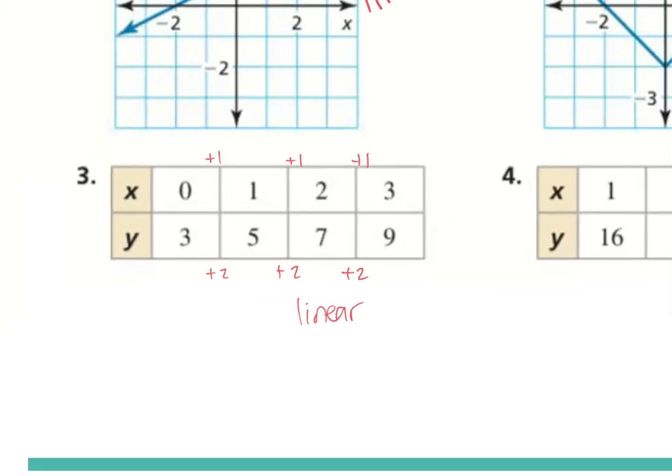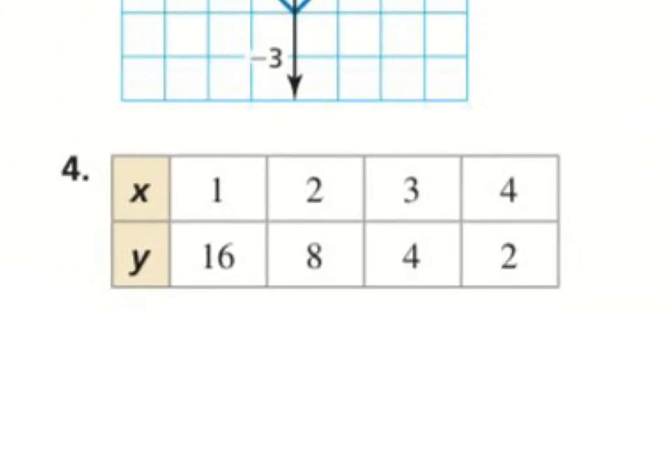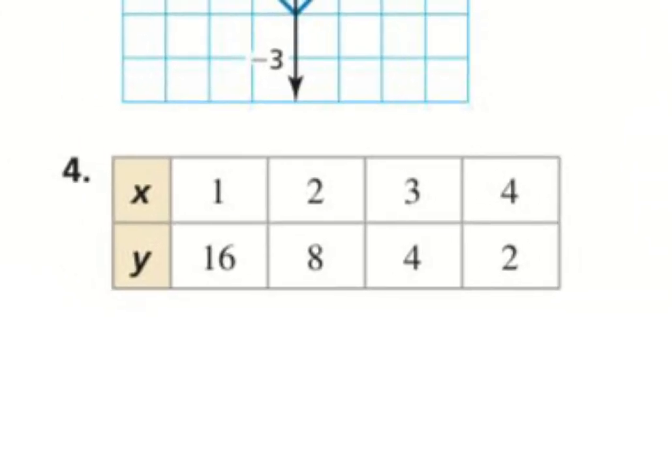What about number 4? What's the increase or decrease in x? Carson? 1. Plus 1, plus 1, plus 1. Is it consistent? Yes. Now let's check y. What's the increase or decrease in y? Yep. Does it only have to be addition and subtraction? Correct. What is going on with the y values? Oh, then it's minus 8, minus 4 and minus 2. Is this consistent?